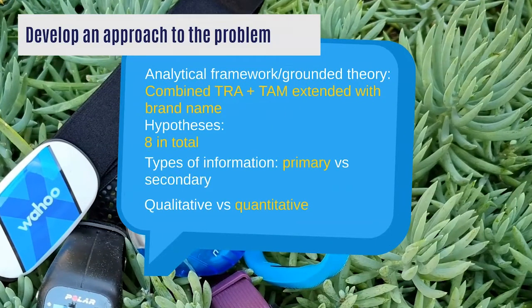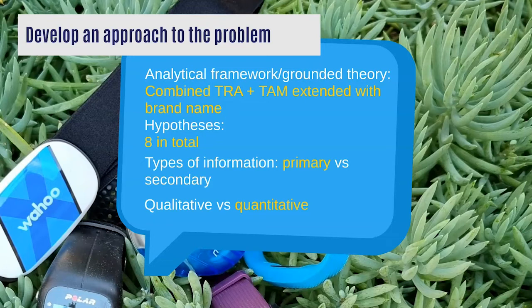Once the problem was identified, there were several objectives, which were based on the analytical framework. So developing the approach has several elements. The foundational or theoretical background for this study was combining the theory of reasoned action and the technology acceptance model, and extending that with brand name. Because, as with all high involvement products, we usually tend to stick with a reputable brand name that we know we can trust and get value for money.